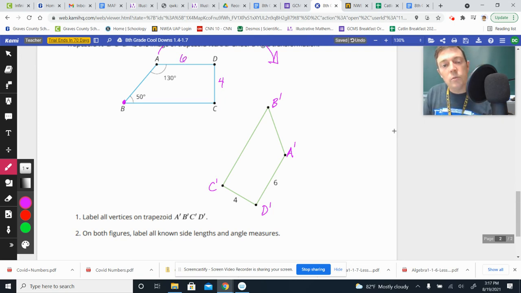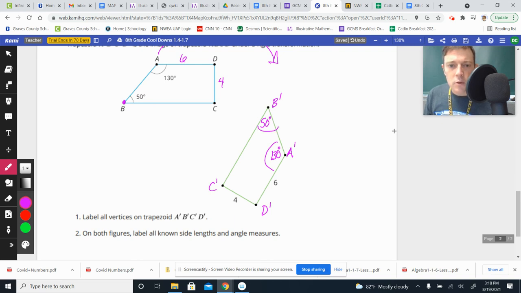We get our angles from the original. It looks like the obtuse angle, and the only obtuse angle is right here at point A, so we'll call that 130 down here from there to there. And then the tiniest acute angle, which is the point where B is, that is 50. So we can label that right here.